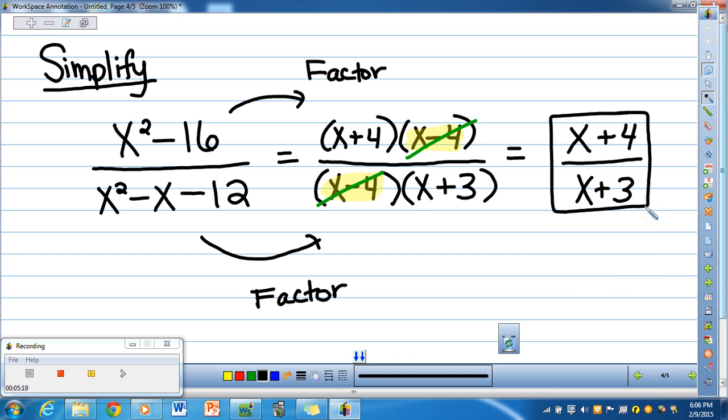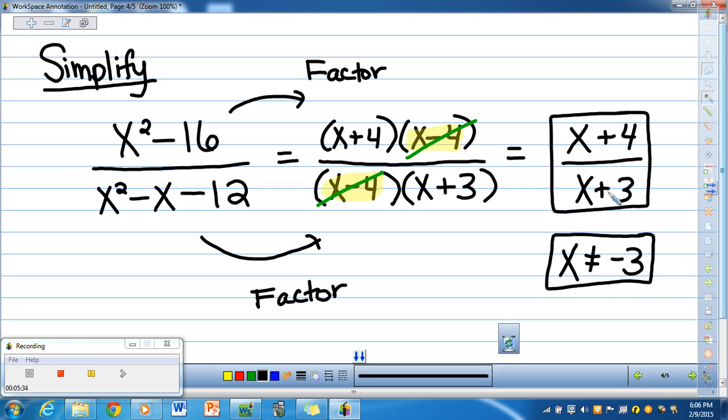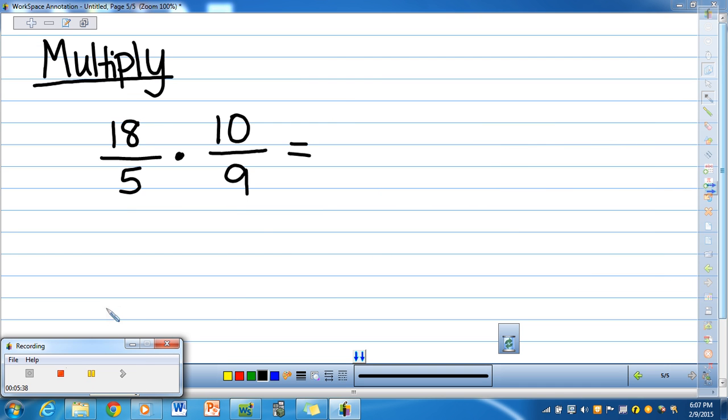What do you think the restriction would be for this problem? What is the value that x cannot be? That's right. X cannot be -3, because if x is -3, that would make our denominator equal to 0. Next, we are going to look at multiplying rational expressions.